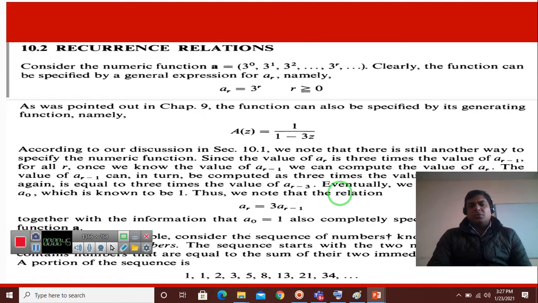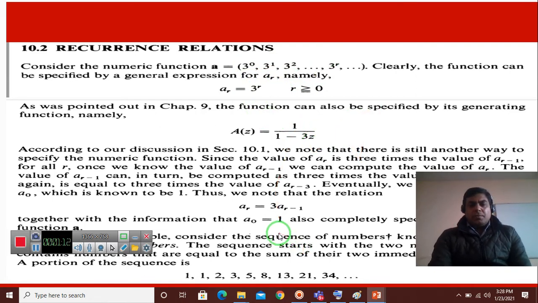Numeric function is a very small thing, not so big, because a series in the form of a geometric progression is called a numeric function. The coefficient of z to the power r in the generative function is also known as the numeric function, denoted by ar. So ar equals 3 to the power r. If you put r equal to 0, you will get this term, then this term, and then you put it in the series a0 z^0, a1 z^1, a2 z^2, and you will get the answer of this series.